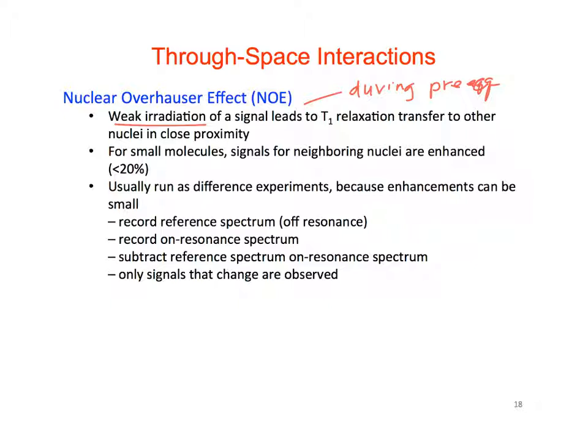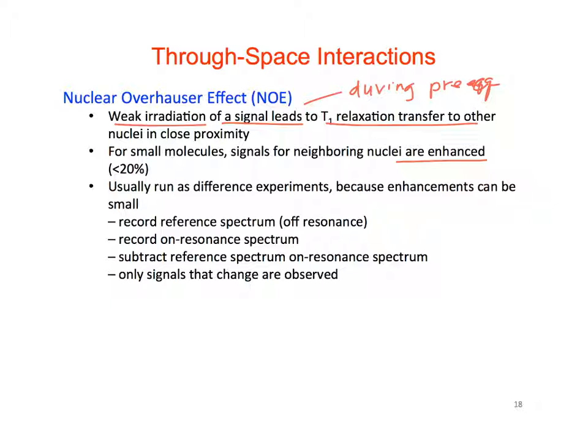So what happens is we irradiate one signal, and then the T1 relaxation, which passes energy to other atoms in the molecule, causes protons that are in close proximity to be enhanced. So sometimes you hear it called NOE enhancement. So we irradiate one, some of the signals pass to a nearby proton, and so that proton gets bigger.